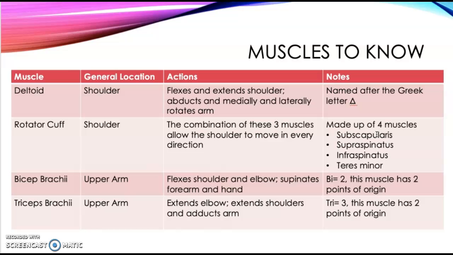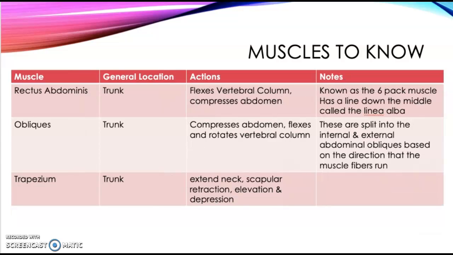And so I like to remember these as SITS, S-I-T-S. Supraspinatus, infraspinatus, teres minor, and subscapularis. And those are the muscles that surround our shoulder. Those are all upper arm muscles that you need to know about.